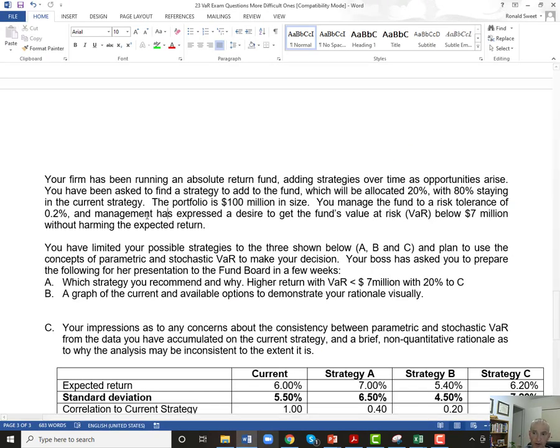All right, so here's a portfolio that has that kind of strategy. We're trying to figure out what to add to this strategy. So we have this absolute return strategy. We want to add a new fund to it, either strategy A, B, or C. We want to put 20% into that new strategy, leave 80% in where we are. The portfolio is $100 million in size. Your risk tolerance is 0.2%, so that's going to be important. And you want to get the VAR below $7 million without harming expected return.